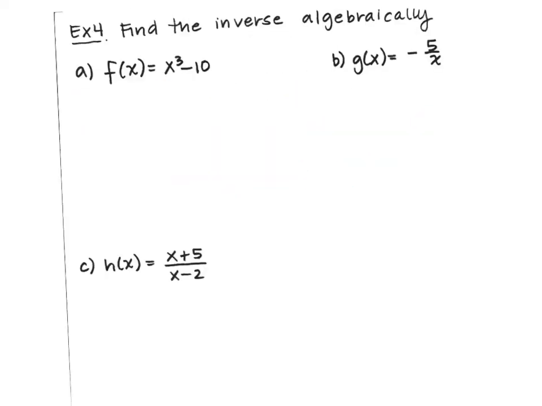Okay, for the last example, we're just going to practice finding the inverses algebraically. There's no trick, it's just to see what it might look like in different situations. So f of x equals x cubed minus 10 is y equals x cubed minus 10, so I'm going to interchange the x and the y. And then I'm going to isolate the y so I can see what the inverse is equal to. So I'm going to add the 10 over.